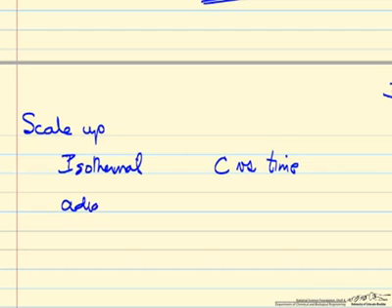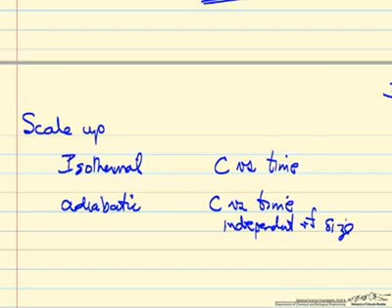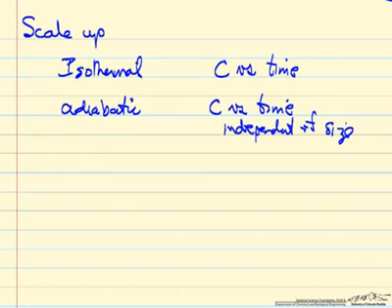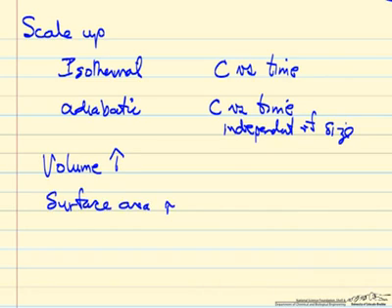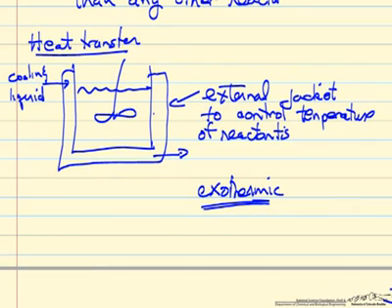If it's an adiabatic reactor, no heat removal, no heat added, then also we can scale up, and the concentration versus time is going to be independent of the size. But in between these two extremes, the heat transfer, as we make the reactor larger, so as the volume increases, the surface area for heat transfer doesn't increase as fast. Double the height, double the diameter, make the volume go up a factor of 8. Heat transfer area doesn't go up a factor of 8. It's going to go up just as the diameter.